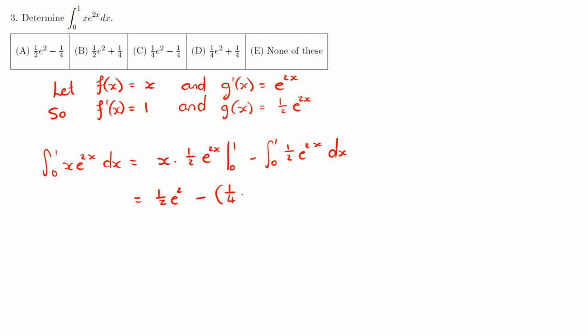So this integral will be a quarter e to the power 2x between 0 and 1. So if we substitute in this 1 in here, and remember to multiply in the minus, we will get minus 1 over 4 e to the 2. And then if we substitute the 0 in here, and remember to multiply in the minus, it'll become minus a quarter. So it'll be adding a quarter. Okay. And then if we simplify even further, we'll get a quarter e to the 2 plus 1 over 4. So the answer will be D.